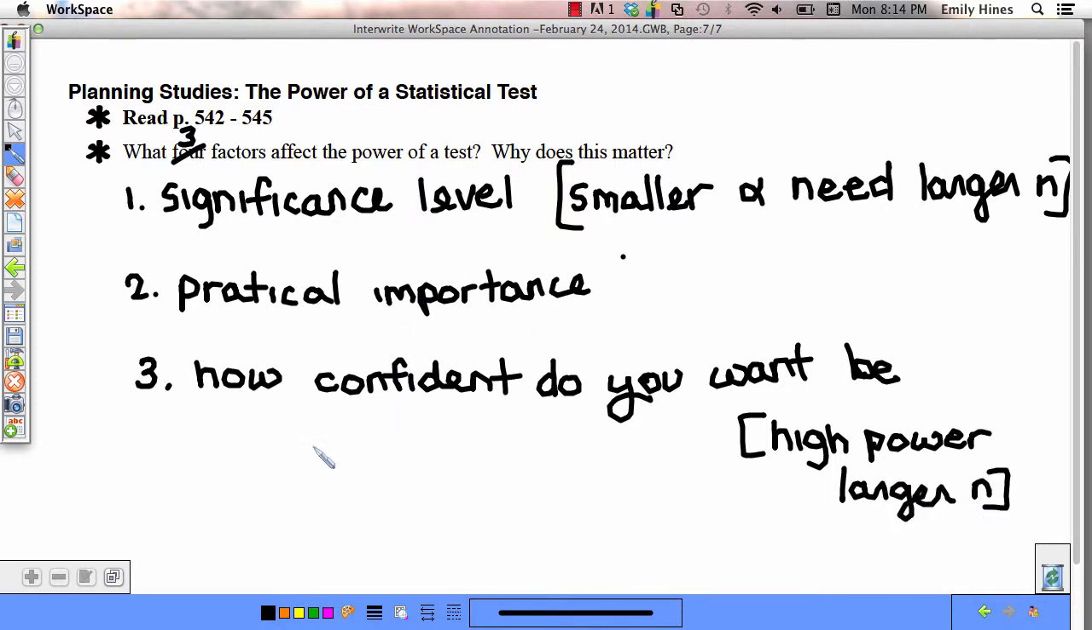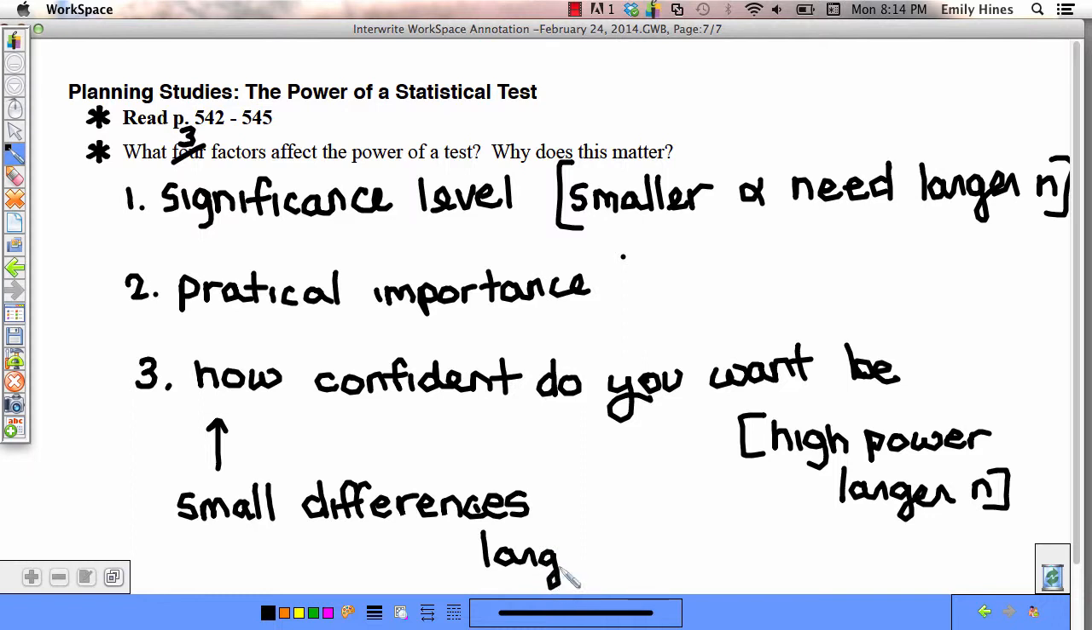Okay? And at any significance level, if I want small differences to be detected, if I want to be able to pick up the difference between 0.08 and 0.09 versus 0.08 and 0.11, I need a larger sample size. You will never go wrong with having a larger sample size.